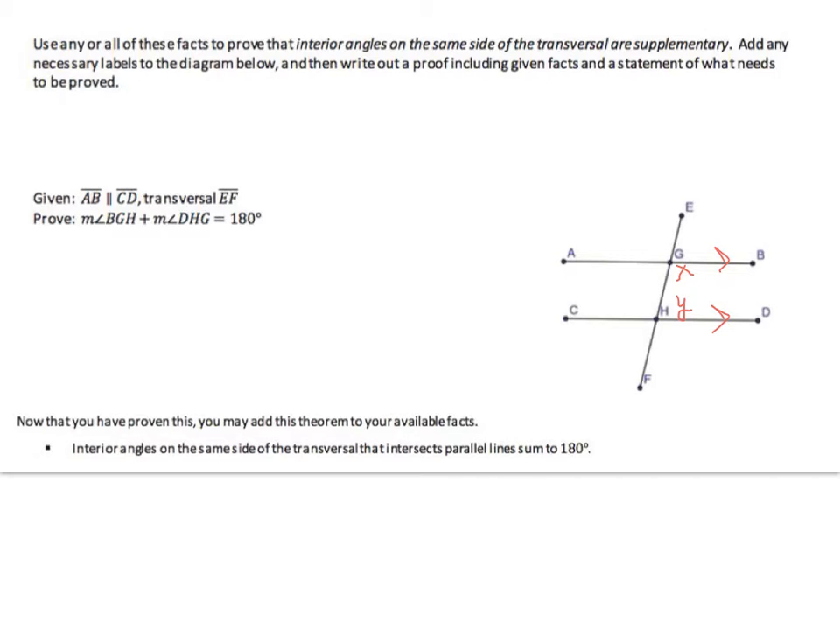Okay, I'm going to label some other angles. I'm going to say this one is A, and that one is B. All right, so let's go with this. I'm going to start writing a little higher.